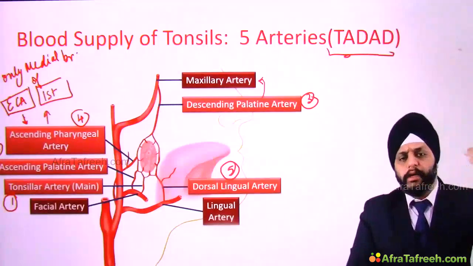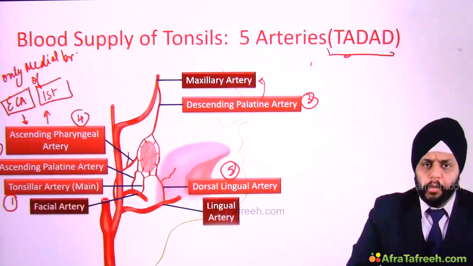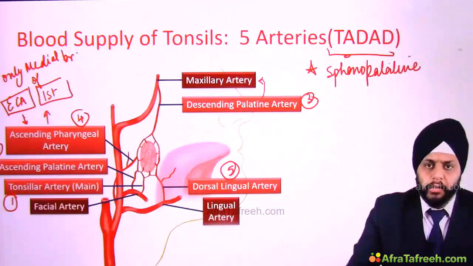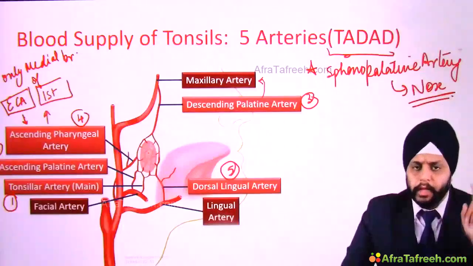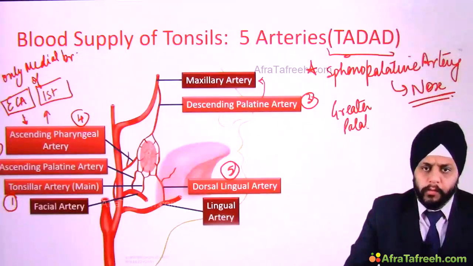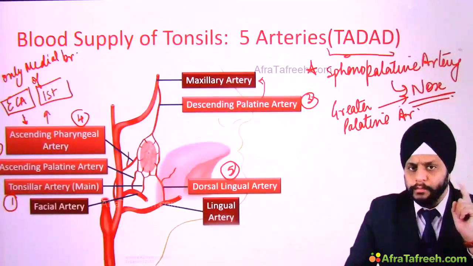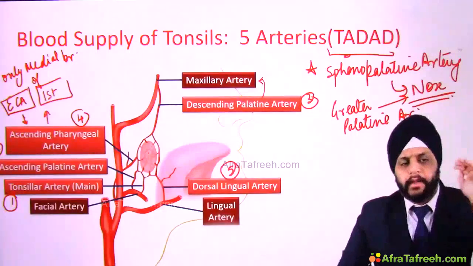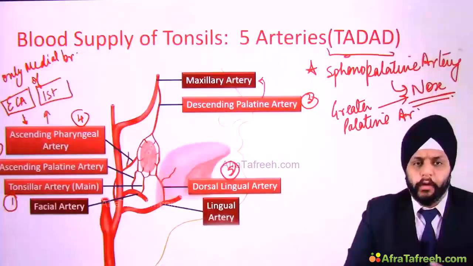Okay, remember the ascending palatine and descending palatine. In the nose there was one artery which was very, very important, and that was the sphenopalatine artery. So remember, the sphenopalatine artery is important in the nose. It does not supply the tonsils. That's a question. Another artery which was there along with sphenopalatine that we studied in the nose was the greater palatine artery. So again, the greater palatine artery is supplying the nose. In the tonsils we have ascending and descending palatine arteries. If you remember that, you will be able to solve your question.